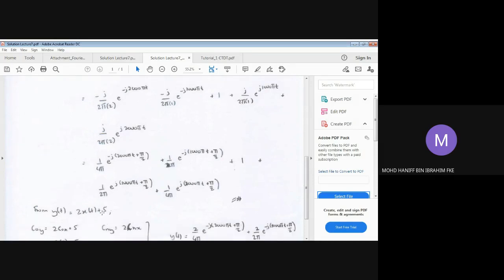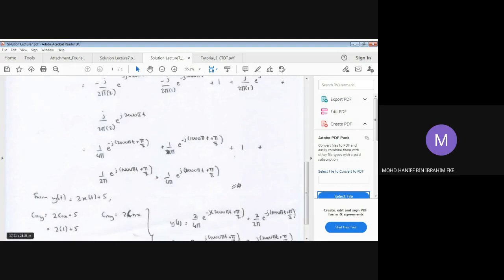So by using this information, C0 of y will be simply 2 C0 of x plus 5. This is a x plus b. Remember from the slide just now, a stands for the scaling constant, b stands for the shifting constant. So C0 of y will be simply 2 times C0 of x. Remember, what is C0 of x? C0 of x equals 1.